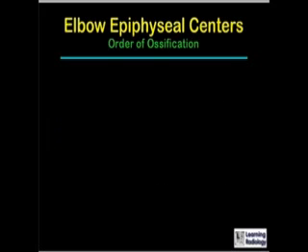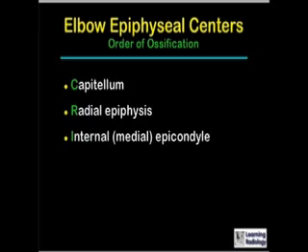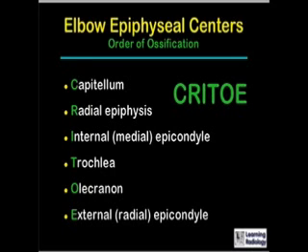It's important to know the order of ossification of the epiphyseal centers around the elbow. The first to ossify is the capitellum, followed by the radial epiphysis, followed by the internal or medial epicondyle, then the trochlea, then the olecranon, and lastly the external or the radial epicondyle. If we take the first letters of each of the centers of ossification, they spell the mnemonic CRITOL.